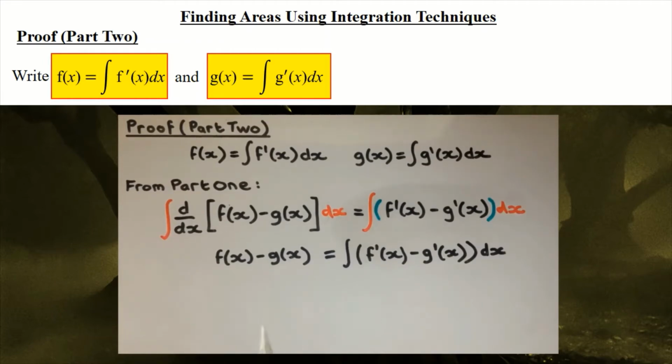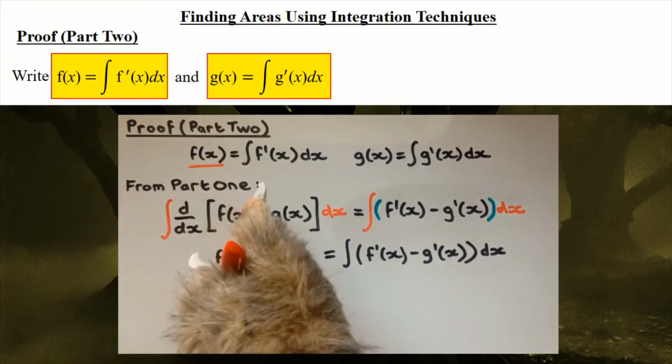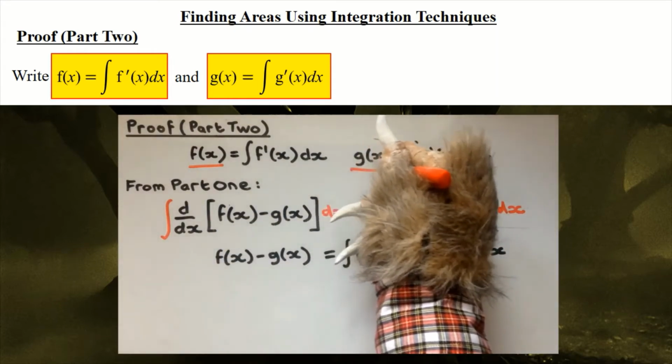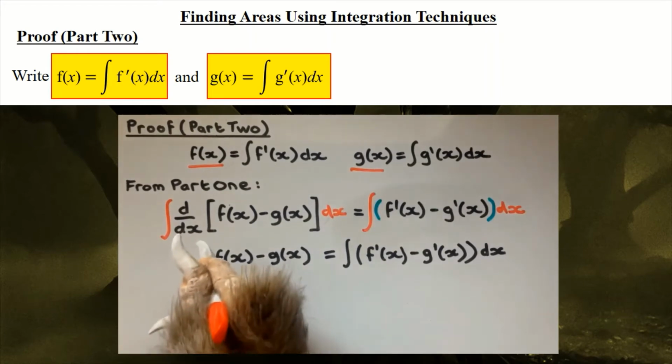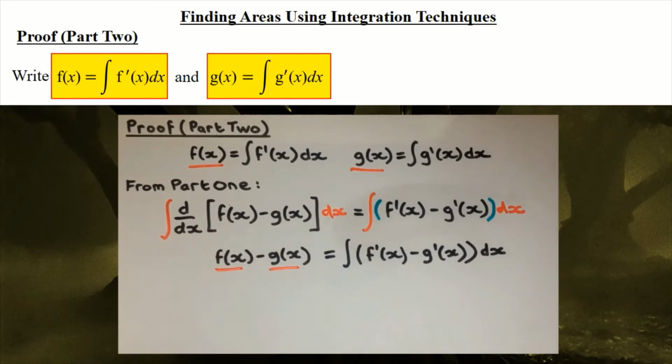But notice what we can do with the left hand side. We stated, or I stated at the beginning, that we have two antiderivatives. We know that f of x, which is here, can be represented as the integral of f dash x, and similarly with g of x. So I can now replace the f of x here and the g of x with these integrals. So let's do that.